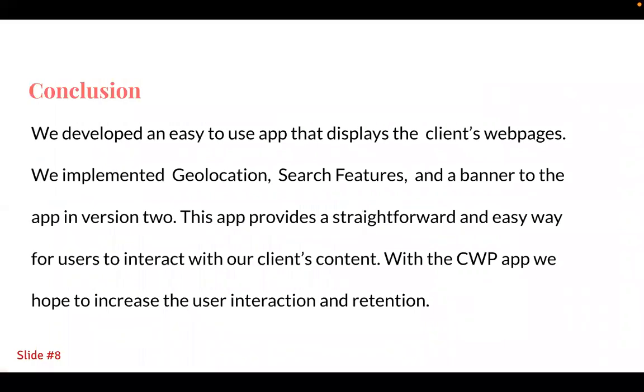This is the conclusion of our presentation. We developed an easy to use app that displays our client web pages. And for version 2 of our app, we implemented the geolocation feature, finished our search feature, and added a banner to the start page of our application. The goal of our app was to provide a straightforward and easy way for our users to connect with our clients' content. And with the CWP app, we're hoping to increase our user interaction and retention.